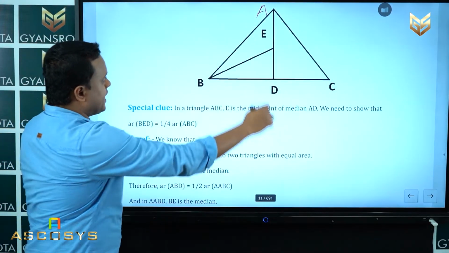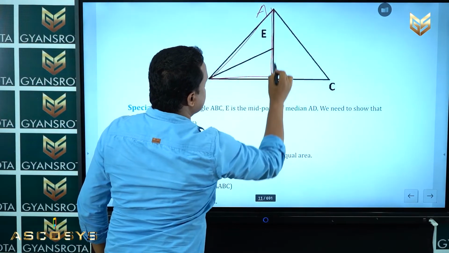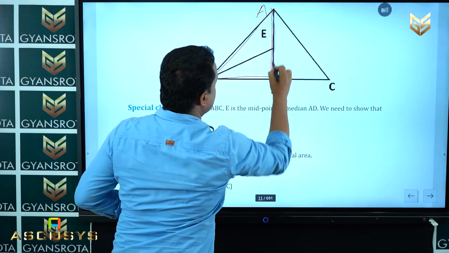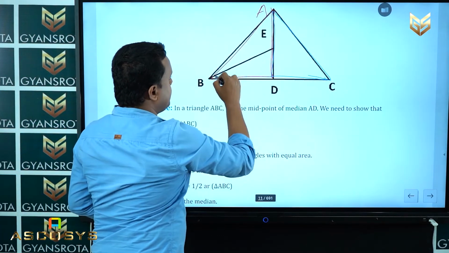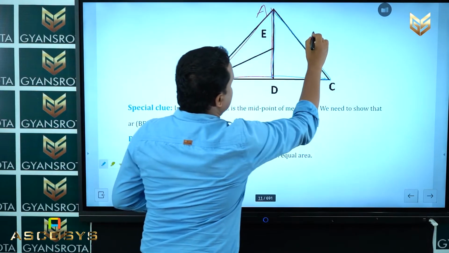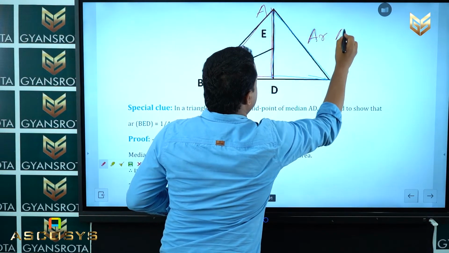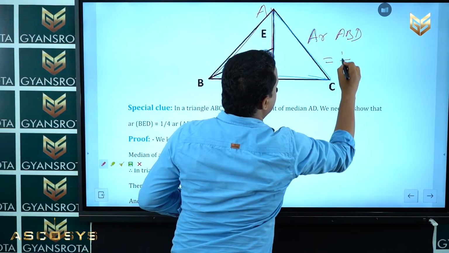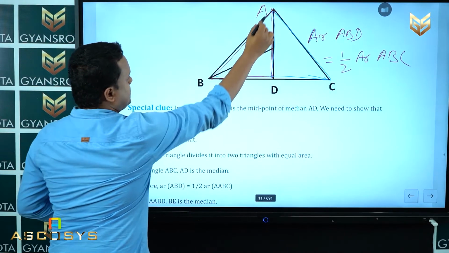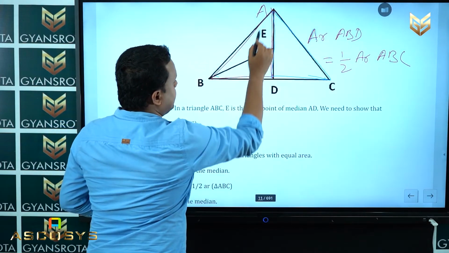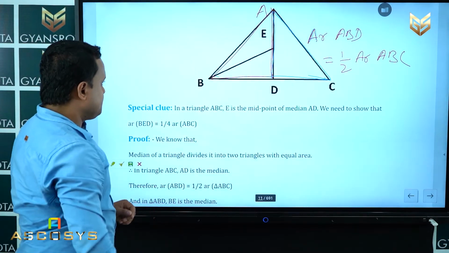Alright. So, since the areas of these two triangles, this triangle and this triangle, are equal, we can write the area of this triangle ABD. Area of ABD is equal to half of area of ABC, because the areas of this triangle and this triangle are equal. So area of ABD is equal to half of the area of the whole triangle ABC.